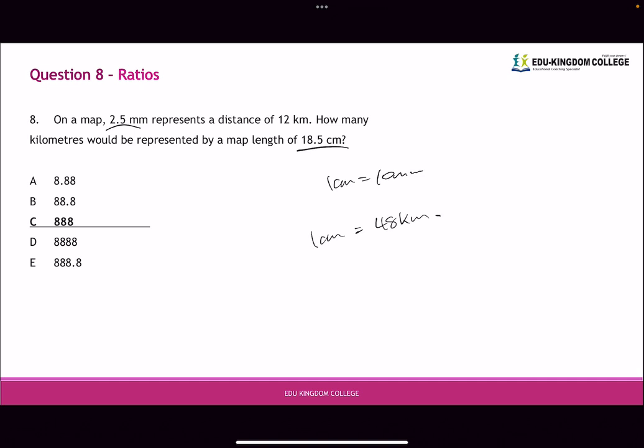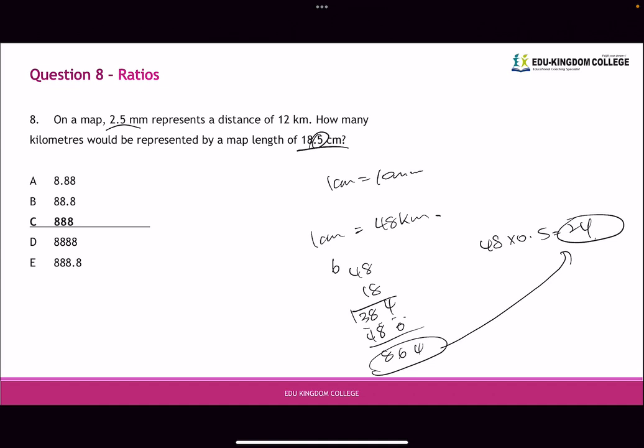So 18.5 centimeters. So what's 48 times 18? And then we're going to do 48 times 0.5 after this. So that's going to be 8 times 8 is 64. 8 times 4 is 32, 38, and then 48 at the bottom. So 4, 6, 8. All right, 864, but that's not it because we need to add the 0.5 as well. So 48 times 0.5 equals 24. Add that with the 864 and we get 888.